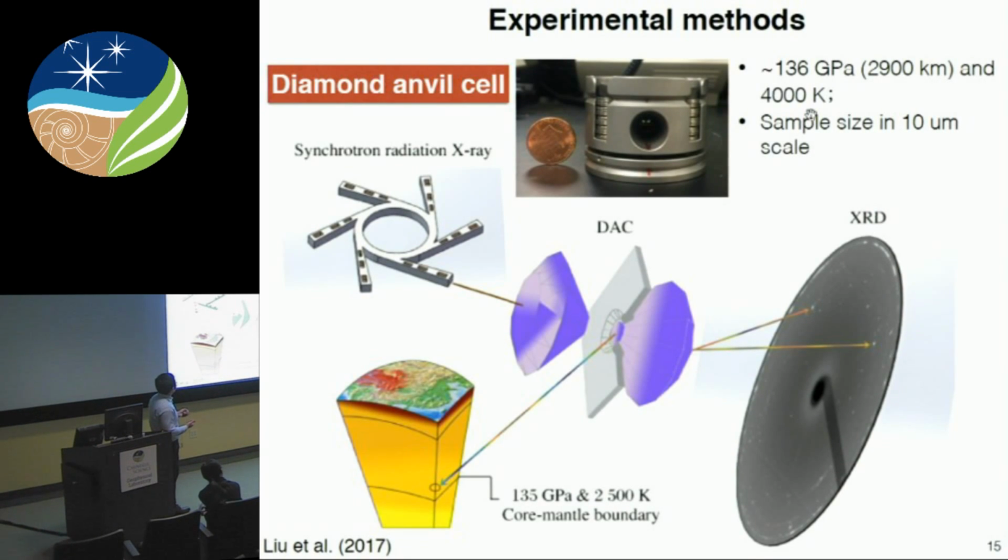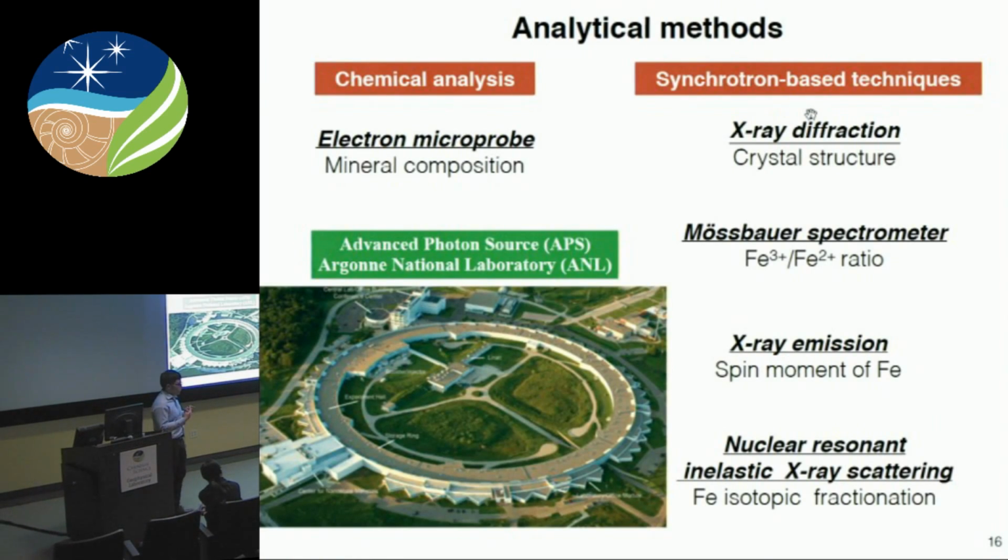So as a complementary technique, we also use this diamond anvil cell device, which has the capability to cover the whole mantle pressure temperature conditions when coupled with a laser heating system. And we also use a variety of synchrotron-based techniques to probe the physical and chemical properties of our sample under the relevant pressure temperature conditions.